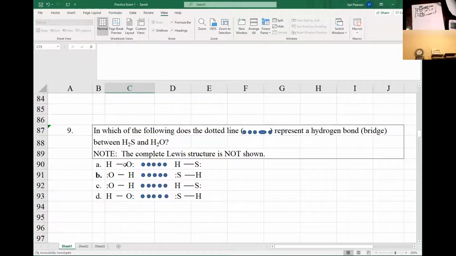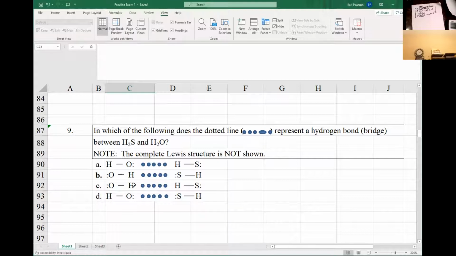So this is not a hydrogen bridge here. Probably a dipole-dipole type interaction is okay. Now, if I look at this one, I can see the hydrogen is bound to oxygen, and it's associated with a pair of electrons on another atom. That is the definition of a hydrogen bridge. So that one is correct.